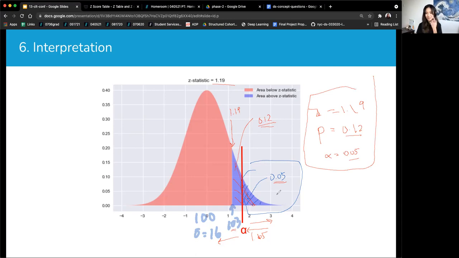But if you don't, that's okay. Just know that large p-values are usually not good. Okay. All right. Thank you. You're welcome.